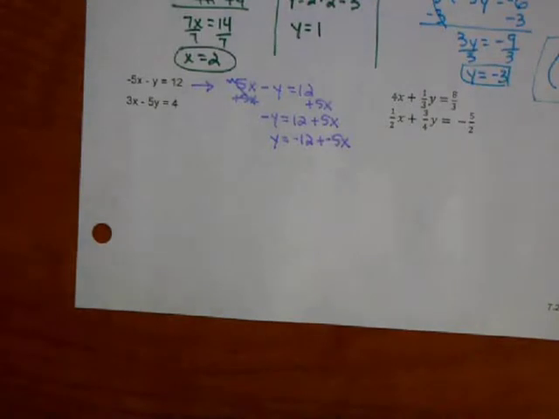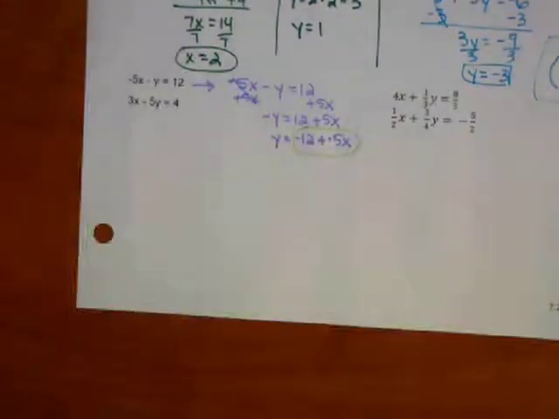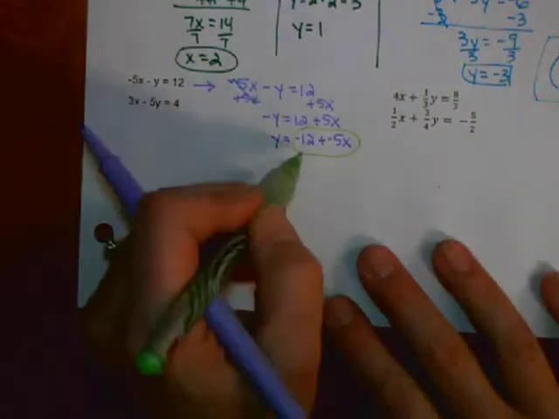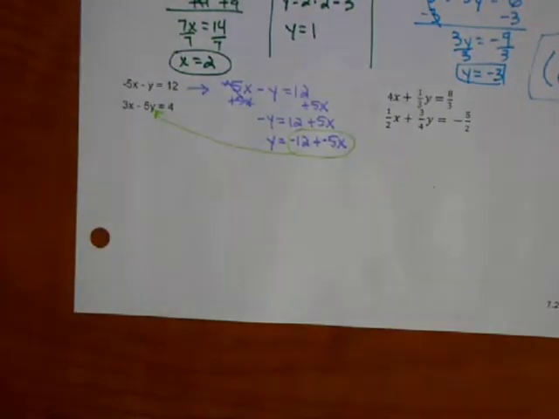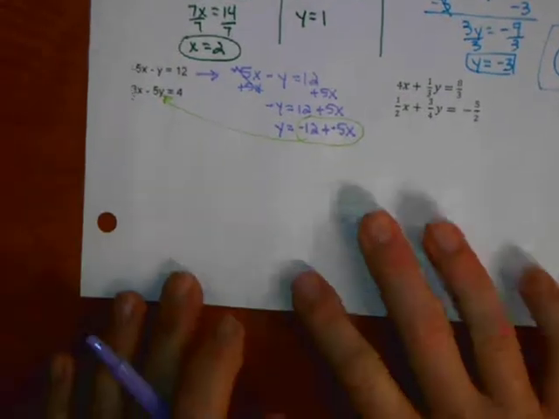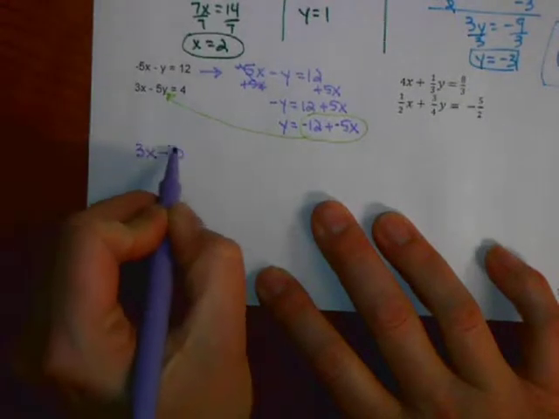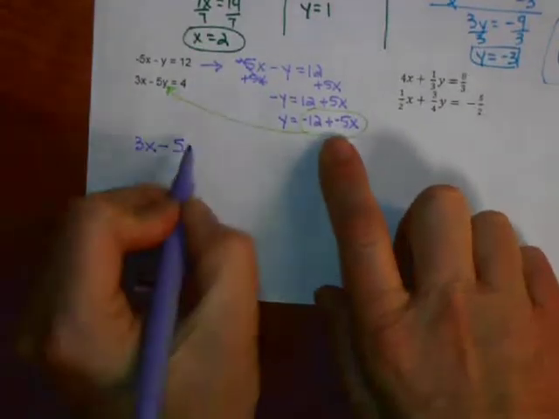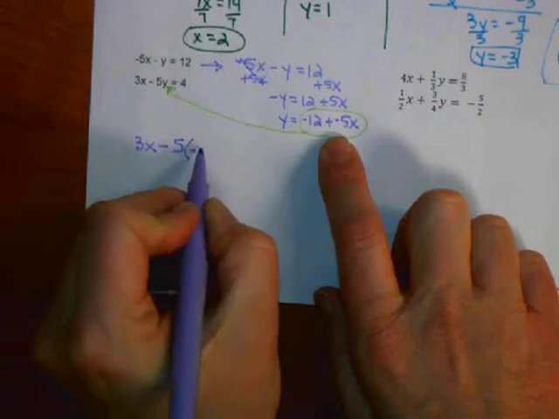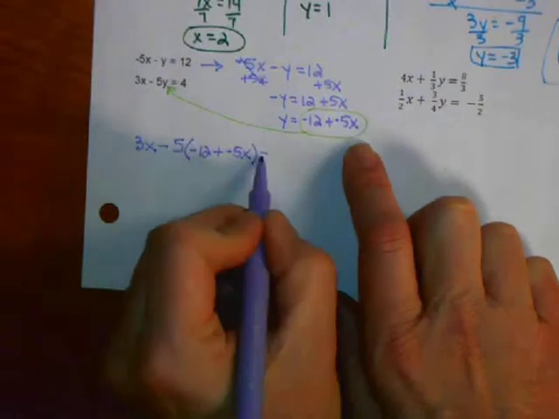Now I'm ready to substitute. If y is equal to this junk right here, I can take that and place it into this equation where y is. Now let's see what that would look like. You still have 3x minus 5, and you stop there, and you're going to put this stuff in for y. But you should put it in parentheses because you have to distribute that 5. So I stuck that stuff in for y, and it equals 4.